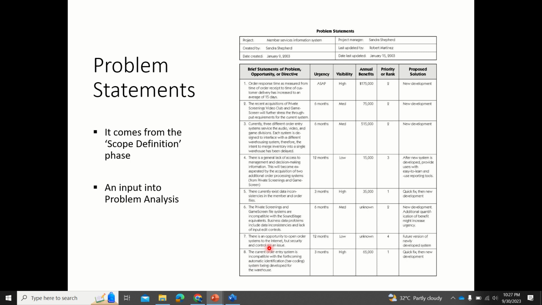So for each of the issues, you are identifying the time duration, the visibility, the amount or the cost associated with it. You're prioritizing all the different tasks, and what would be the expected solution out of it. So this is kind of a problem statement, right?